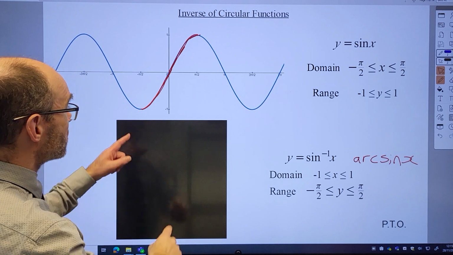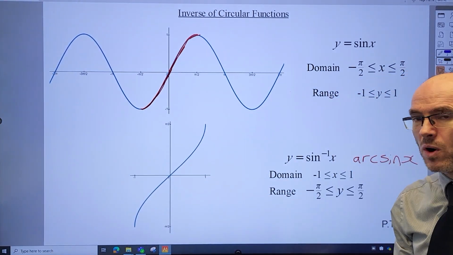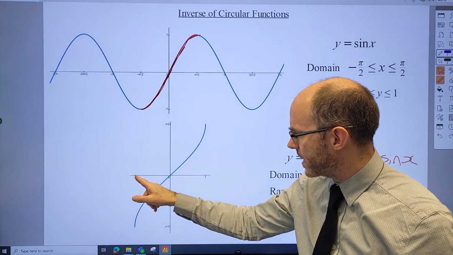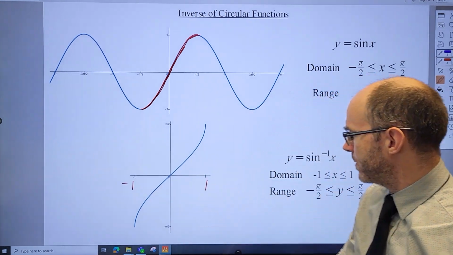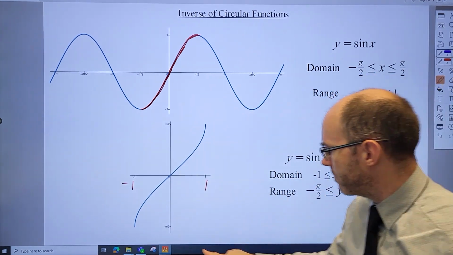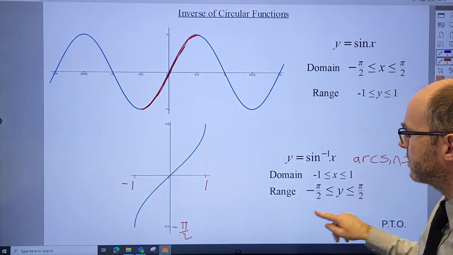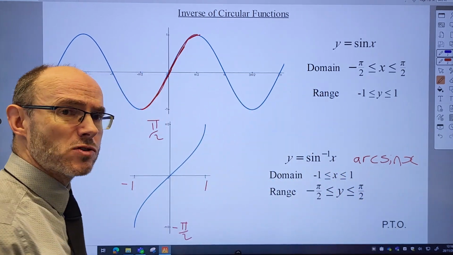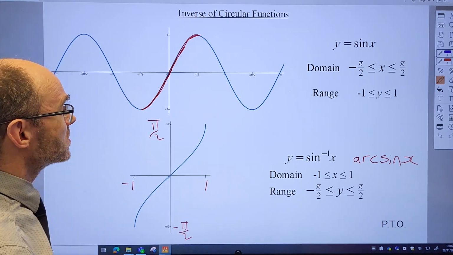And then what you do is you just reflect this in the line y equals x, and your graph looks like this. Now what I'd recommend is, because you know the domain is between negative 1 and 1, label the x-axis between negative 1 and 1, make that a bit bigger for you. And the range is between negative pi over 2, so that's here, you see, to positive pi over 2, there. And then notice how the graph curves. Okay, it passes through the origin, you reflect it through the line y equals x.